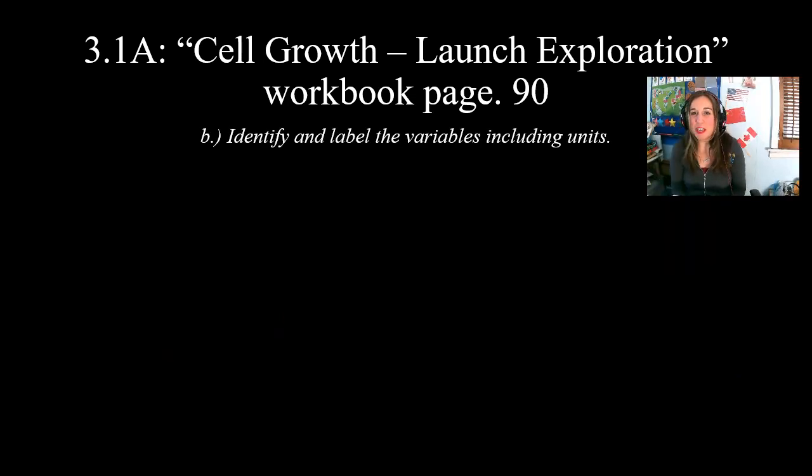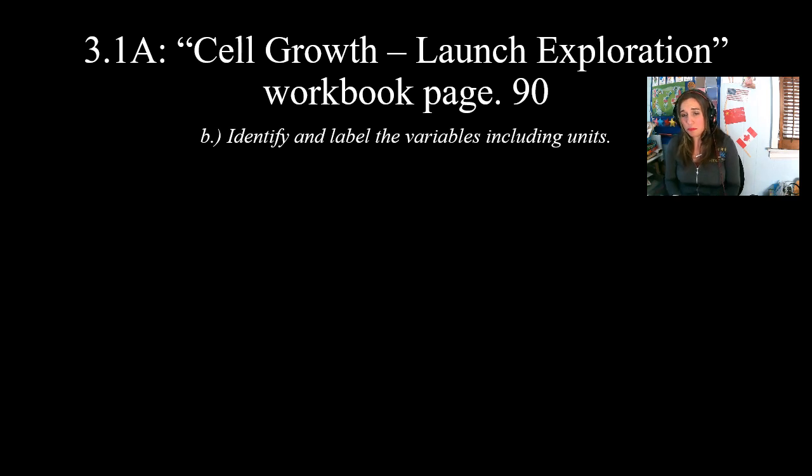Okay, so now we can move into letter B, identify and label the variables including units. Guys, I always say labeling your independent and dependent variable is like the key to unlocking the problem. If you take time to be really thoughtful here, the rest of this problem will sort of fall into place for you. And labeling our variables is something we've been working on since day 1, but it continues to give us difficulty. So we really want to take that time to be thoughtful about it.